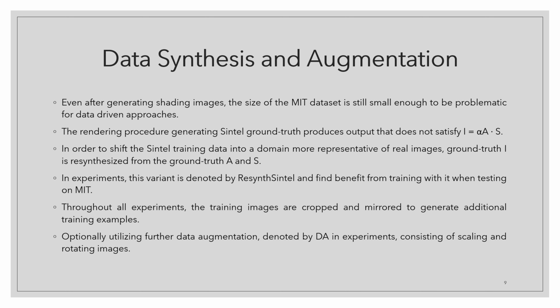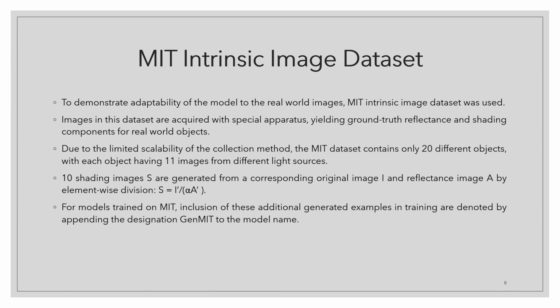We generate each of the 10 shading images S from a corresponding original image I and reflectance image A by element-wise division. For models trained on MIT, we denote inclusion of these additional generated examples in training by appending the designation GenMIT to the model name. Some images in the MIT dataset do not exactly follow the I = AS relation, but including these generated shadings will still improve the overall performance. Even after generating shading images, the size of the MIT dataset is still small enough to be problematic for data-driven approaches.